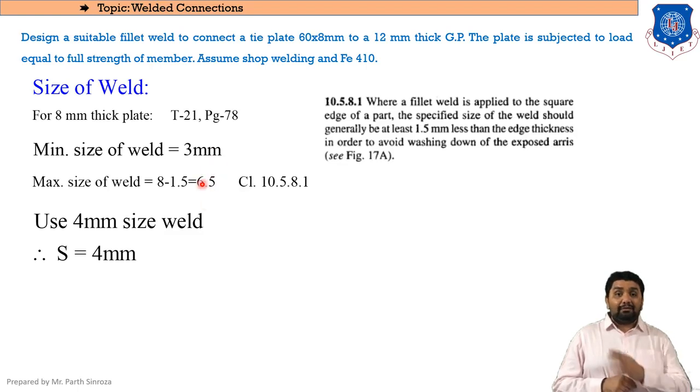So the answer can differ from student to student. This design example can again differ from student to student depending on what criteria have been taken. Here the minimum size can be taken as 3 mm and the maximum size as 6.5. In between, you can assume any value you like. Here I have taken the size to be 4 mm. You can solve the same example using 3, 5, 6, anything. Clear? So here I have taken 4 mm as the size of weld.